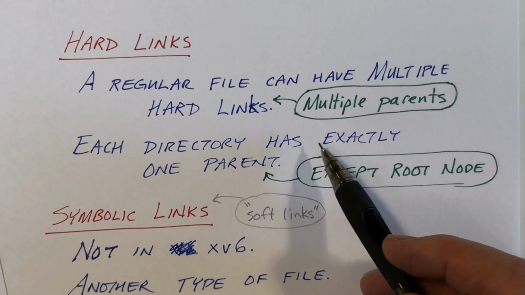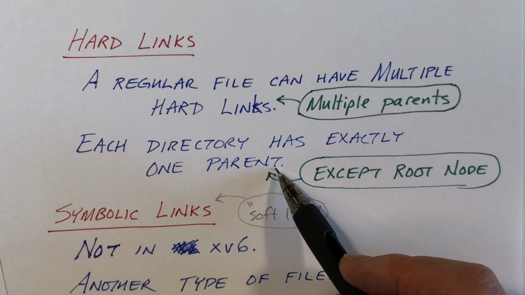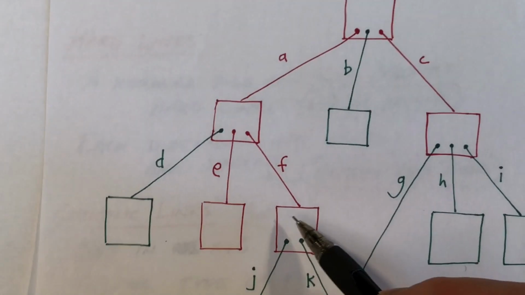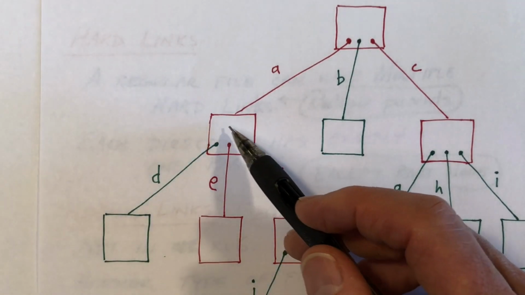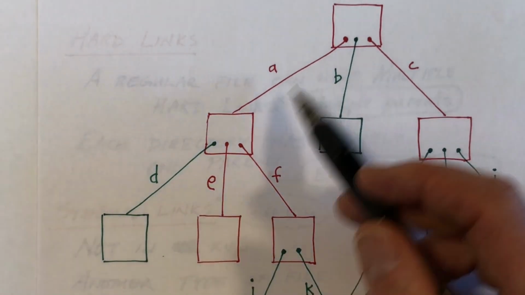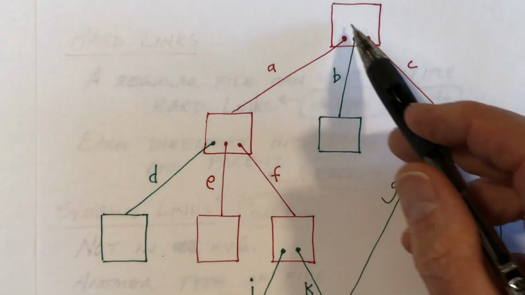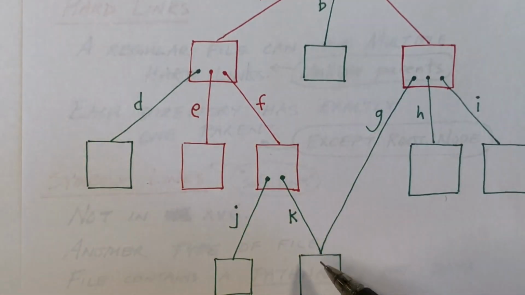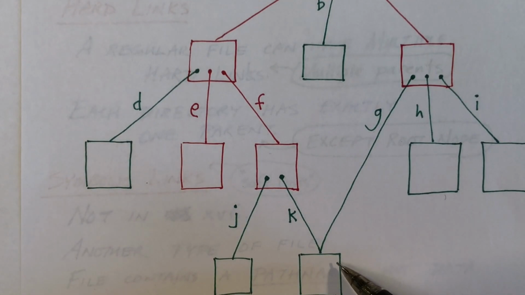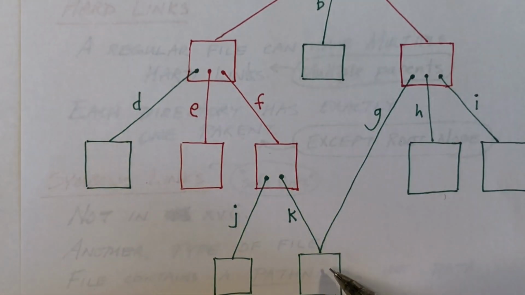Every directory, on the other hand, has exactly one parent, except of course the root node. So each directory can only have one hard link pointing to it. That is, the directory tree has to be a tree, whereas if we include the other files, we have a directed acyclic graph.